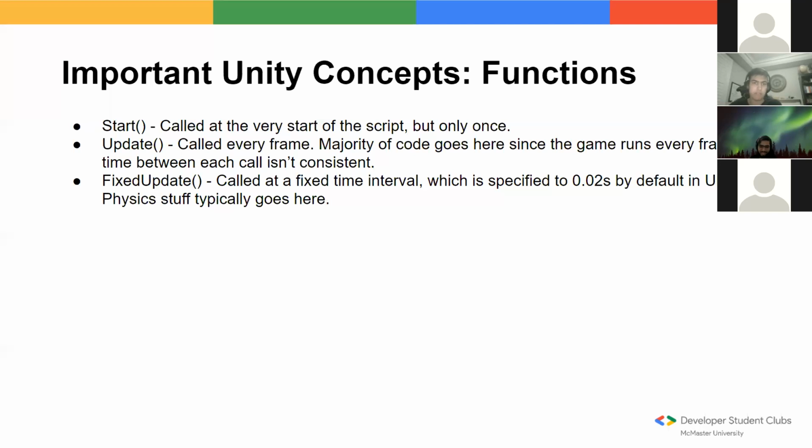The fixed update function is something that's called at a fixed time interval, which is specified to 0.02 seconds by default in Unity. So that simply just means this function is called every 0.02 seconds. So it doesn't depend on the frame rate at all. It's just called every 0.02 seconds. And the physics calculations and stuff typically goes in this function.